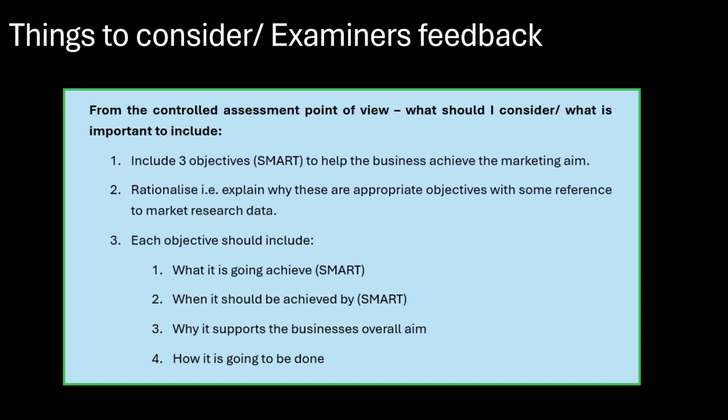When should it be achieved by? Will it be achieved within the time frame of the marketing campaign, which in theory it should be? And point number 3 is why it supports the business's overall aim. So remember, if you've got a marketing objective that supports the marketing campaign, it should also align nicely with the business's overall aim and objective. And also just mention how it's going to be done. That should help you compile what you've done, not just write 3 objectives without any explanation. That'll keep you down in band 2 if you just do that.